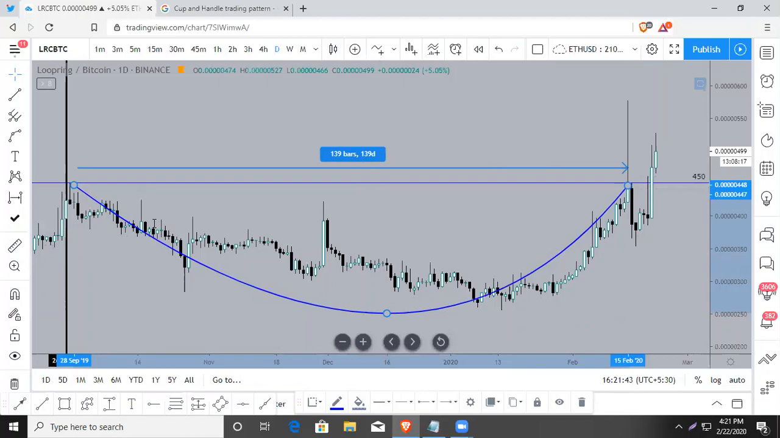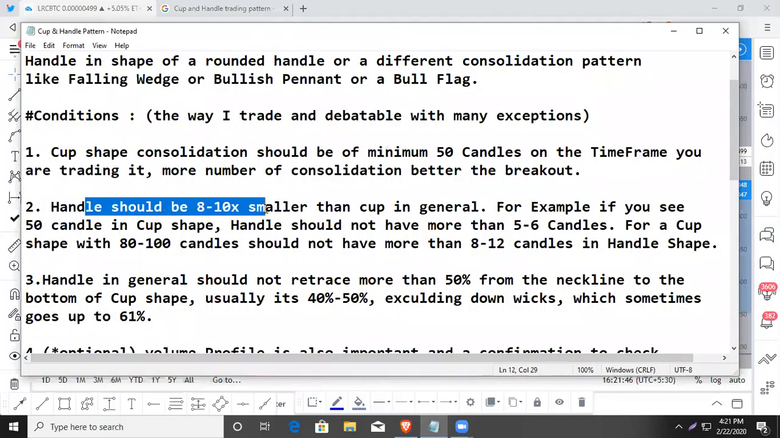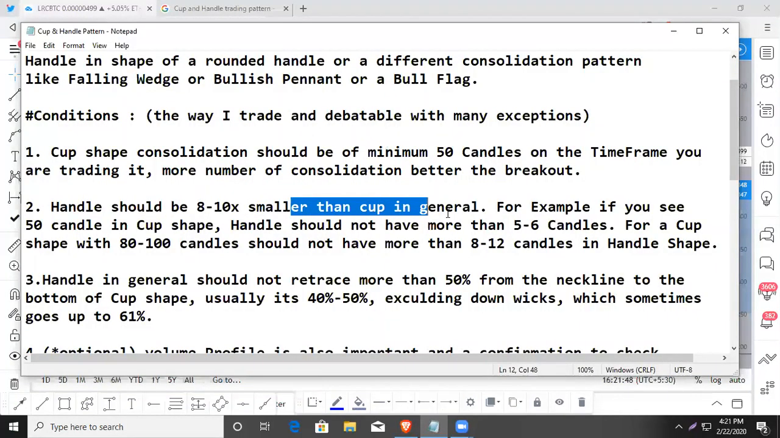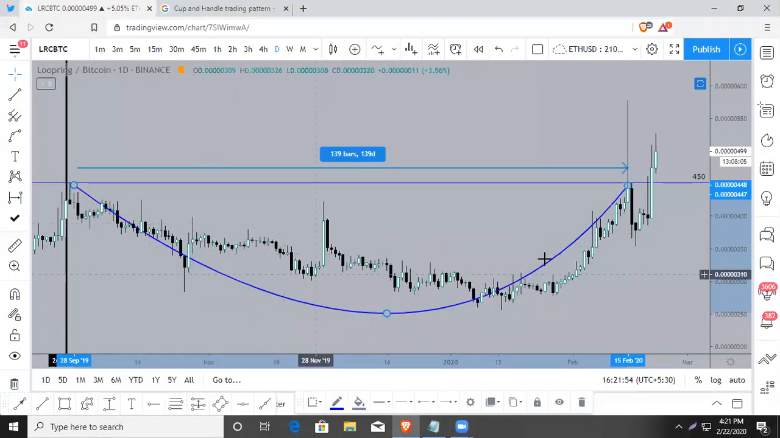Second thing, that handle should be 8 to 10x smaller than the curve in general. Okay, so that says if this consolidation is of 50 candles, so the handle should have only 4 to 5 candles. That is also important.